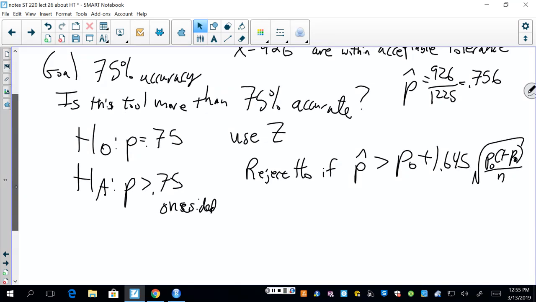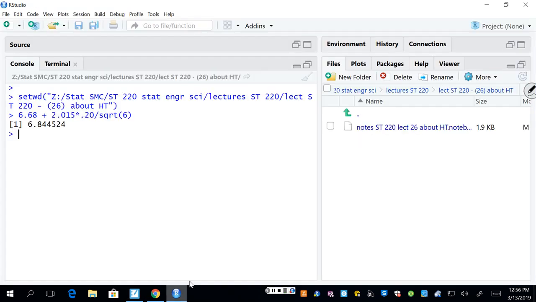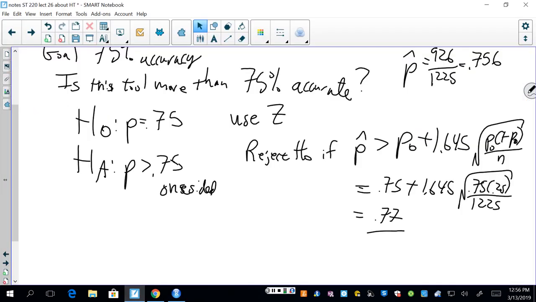And so this will be our 0.75 plus 1.645 times the square root of 0.75 times 0.25 over the 1,225 measurements that are in there. Sometimes I do these in my notes one way, and then I start doing them another way over here, so I don't always have the answer. So if we did 0.75 plus 1.645 times the square root of 0.75 times 1 minus that over 1,225, we would reject if it's greater than 0.77. Can we reject the null hypothesis? 0.756 is awfully close, but it's not bigger than this, so we do not reject.